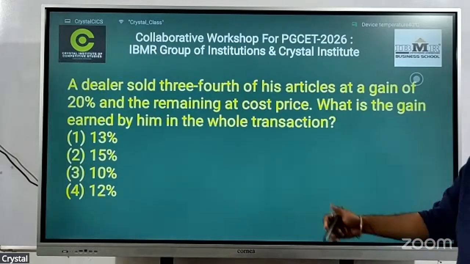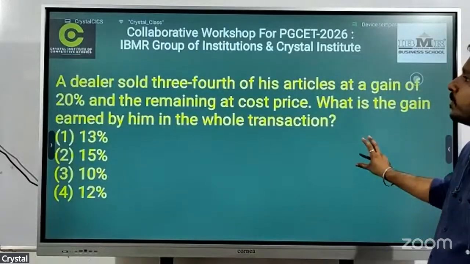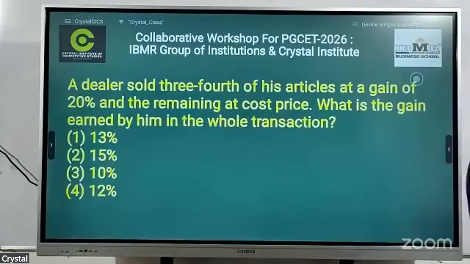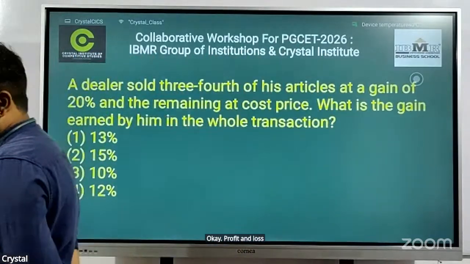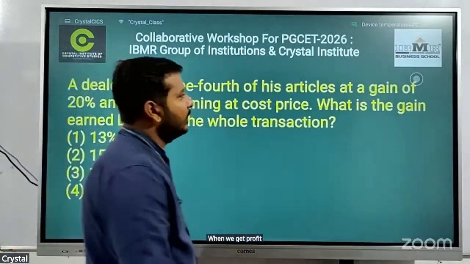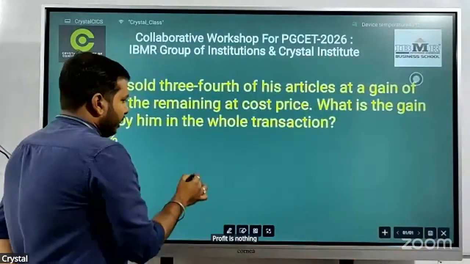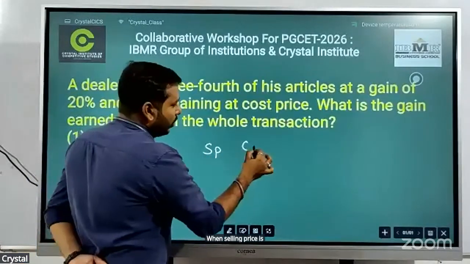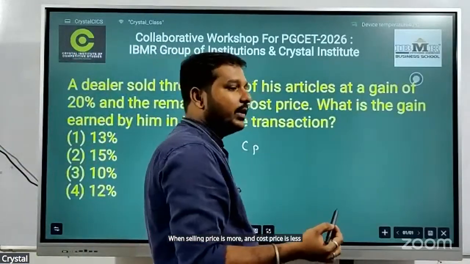Profit and loss. Okay, profit and loss. When do we get profit? Profit is nothing but when the selling price is more and the cost price is less. That is when we get profit.